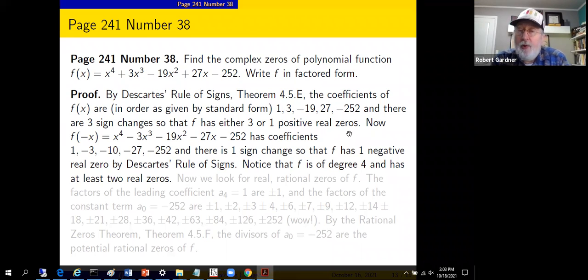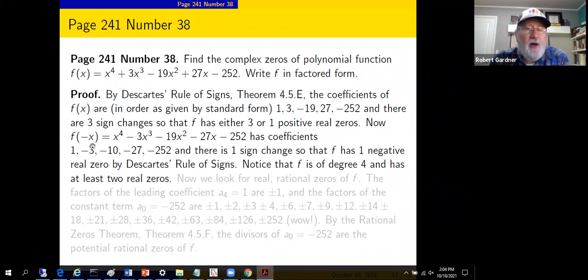So the number of zeros that are positive and real is either 3 because of the 3 sign changes, or that number less 2, or 1. So it's either 3 or 1 positive real zeros. Again, this is Theorem 4.5.e, Descartes' rule of signs, telling us there's at least 1. For sure, there's 1 positive real zero, possibly 3. How about negative real zeros?